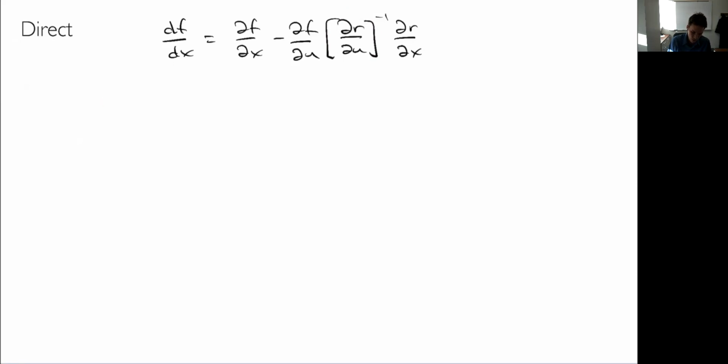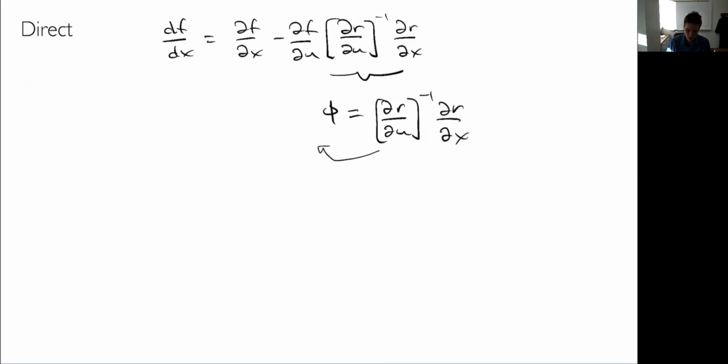Just for convenience, let's define this term here. We're going to call that phi. So we're going to say phi is that term: partial r, partial u, inverse times partial r, partial x. In other words, I'm going to now move this over. I'm going to multiply by partial r, partial u on both sides. If I multiply on the left by partial r, partial u, then on this side those will cancel out and give me the identity, and I get partial r, partial x.